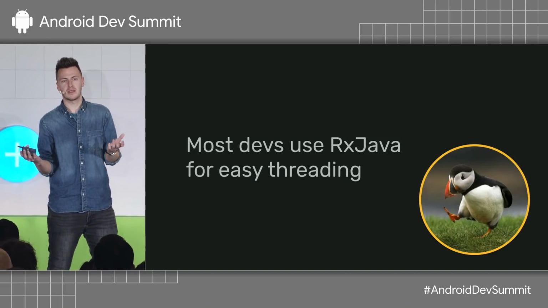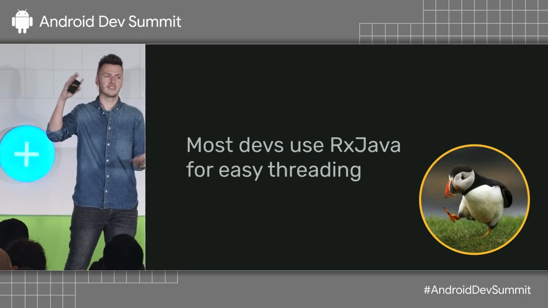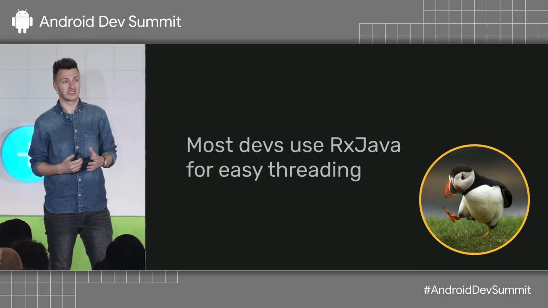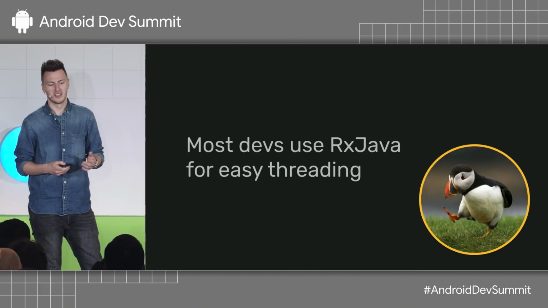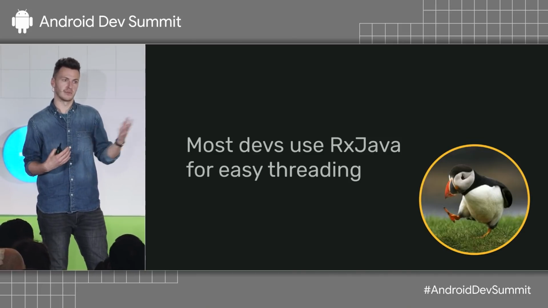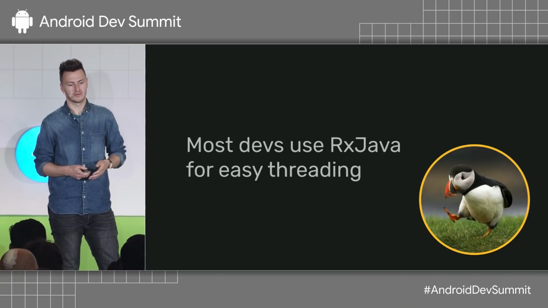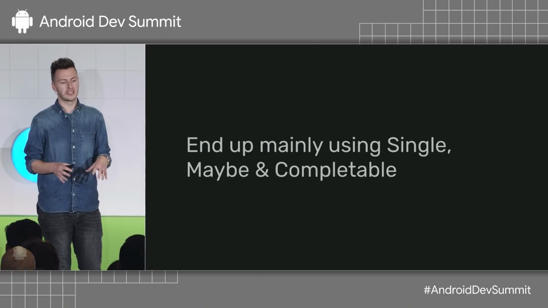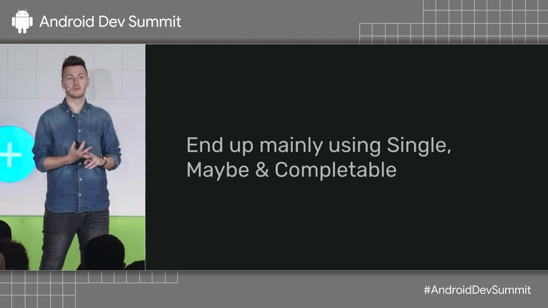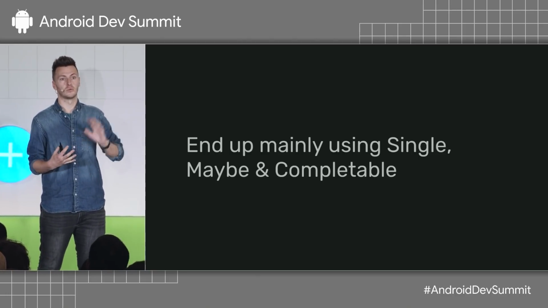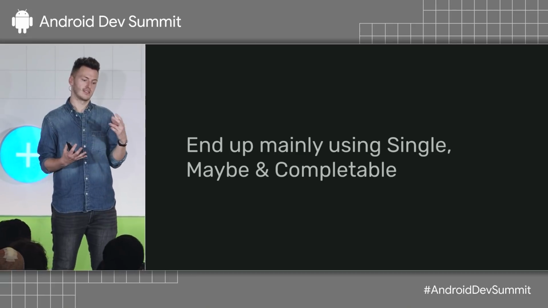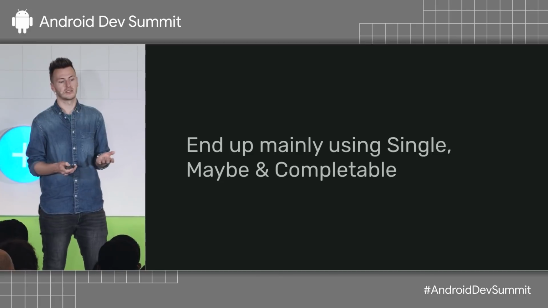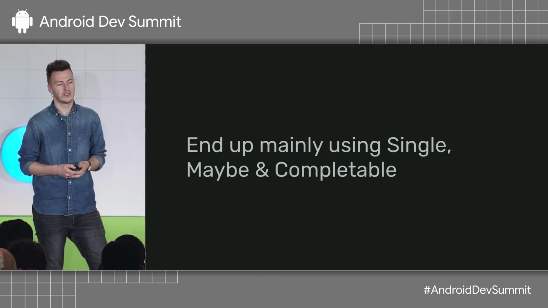Now, of course, there are going to be people who go top to bottom with chains and reactivity. But I think for 80% of the cases, it's just to switch a thread. And that's because the APIs that we have, and we spoke about them earlier, aren't so great to use. And because of that, most people end up using things like Single, Maybe, and Completable, because that's specifically what they are. They're single one-shot things. Single allows you to always have a type, Maybe is nullable, and Completable doesn't have a return type. So they're all pretty similar.